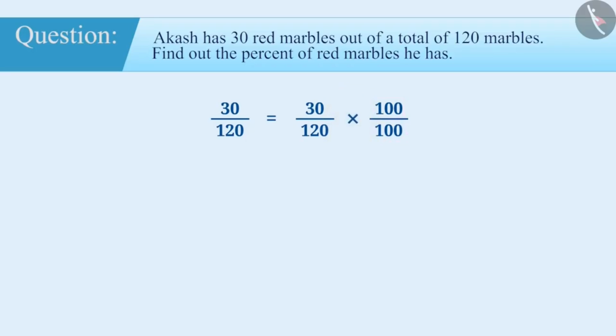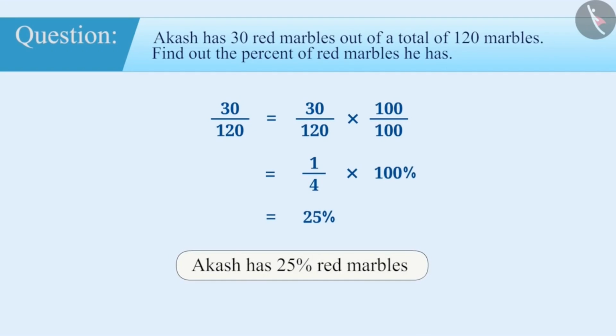Since the numerator and denominator are being multiplied by the same number, there is no change in the value of the fraction 30 by 120. 30 by 120 into 100 by 100 is equal to 1 by 4 into 100%, which is equal to 25%. In this way, Akash has 25% red marbles.